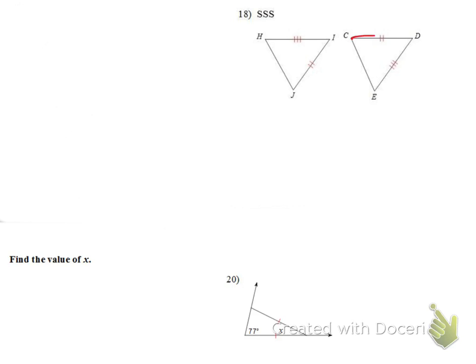We know that this side is equal to this side because there's the two dash marks. We know that this side is equal to this side because there's three dash marks. And this one says it wants side, side. So the third thing I need to get, because I already have my two sides, is another side. So this and this. So that would mean that HJ, side HJ, is congruent to side CE. That's your final answer.